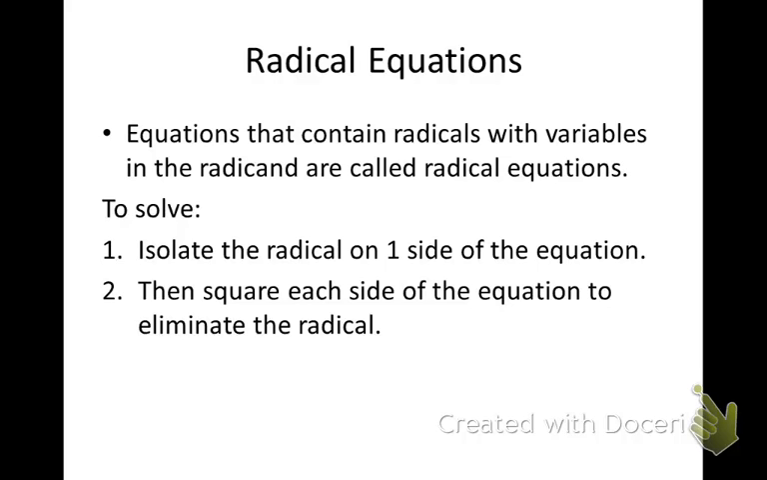Today we're going to be solving radical equations. An equation that contains radicals with variables in the radicand, remember that's what's underneath the square root sign, is called a radical equation. To solve these, we're going to isolate the radical on one side of the equation, so get everything else on the other. Then we're going to square each side of the equation, and that'll eliminate the radical, and then you can go from there solving like we normally do. So that's the process we're going to use.